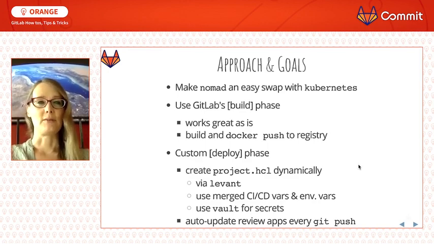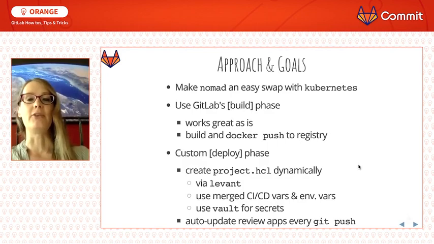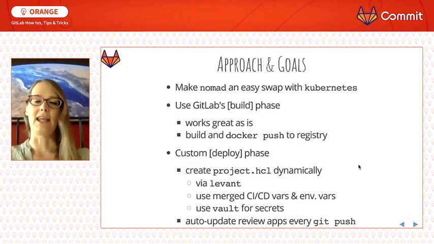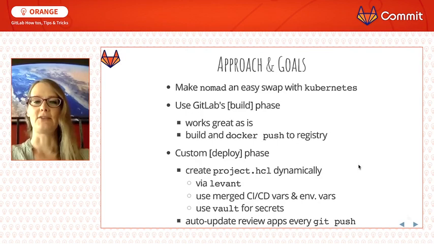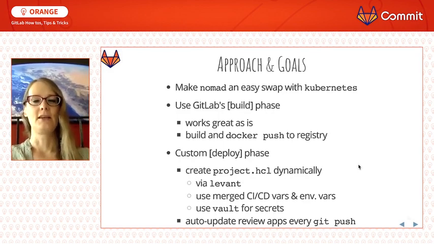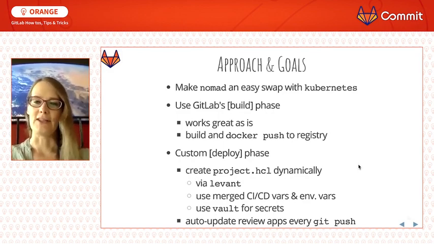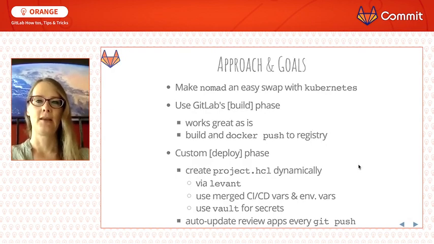And we're going to merge the normal GitLab CI/CD variables with any other environment variables and anything from the Vault that came in as secrets as variables. And then we can merge all of those together with this project HCL template, which we're going to go over. And that just makes a project HCL for your deployment, and then it just goes ahead and deploys. So the goal is every time you deploy and every time you do a git commit and a git push, just update your review app.